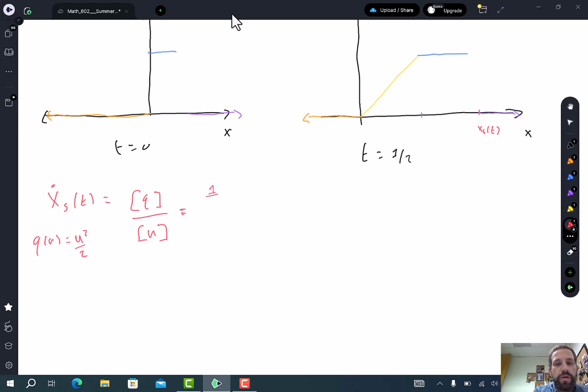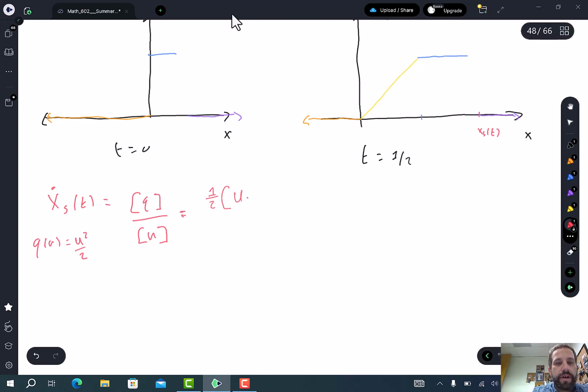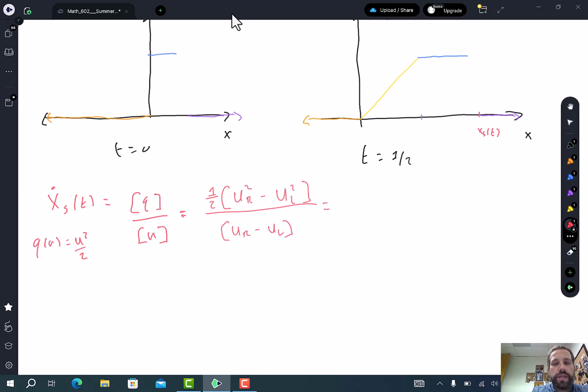So the jump in q is going to be q evaluated at u to the right of the shock, so it's going to be 1/2 u_r squared minus 1/2 u_l squared, divided by the jump in u, which is u to the right minus u to the left. Now the top is a difference of squares and the bottom is one of those factors. So this ends up being 1/2 (u to the right plus u to the left). Okay, and if I look at u to the right, the solution is 0. That's the purple part. U to the left, the solution is 1. So this is equal to 1/2.